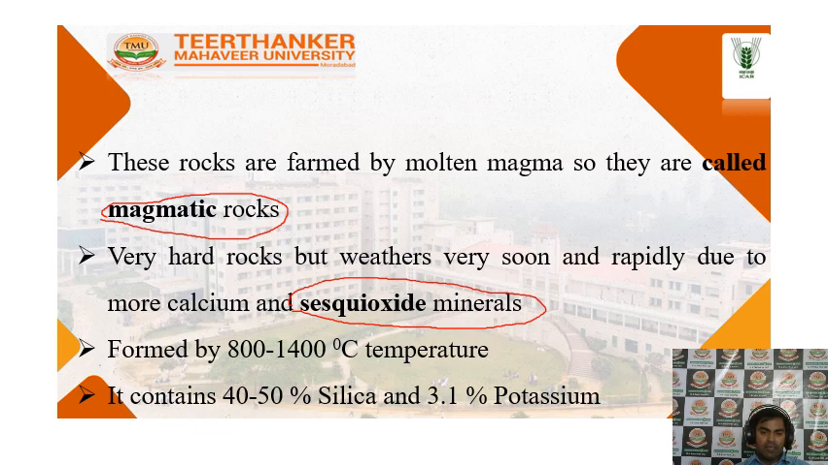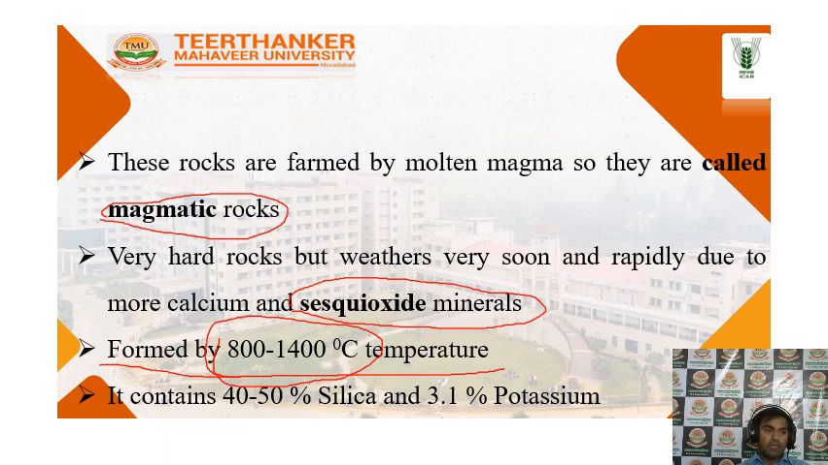And here you can see the temperature of this rock is about 800 to 1400 degrees Celsius. Now you can assume that if the temperature of the igneous rock is this, then what is the temperature of the molten magma? It is more than 2000 degrees, maybe more. So the magma is cooling and crystallizing, and when it comes to this temperature, it solidifies and develops the igneous rock.